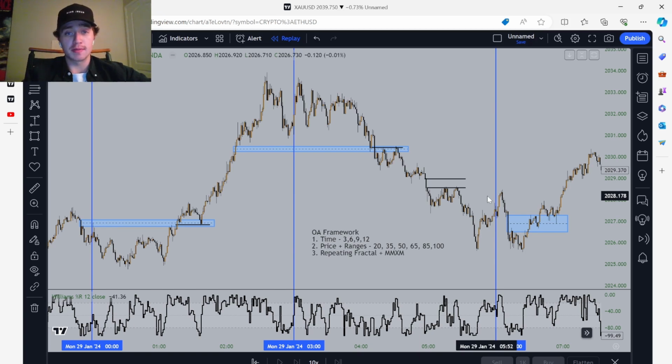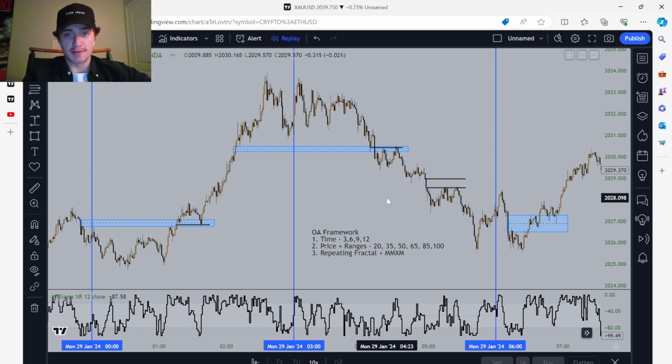I'm going to be going over the two key concepts you need to perfect your market maker model trading. What I'm going to be going over today is time and price, right? We know that in ICT concepts, time and price is very, very important, and I've seen a lot in the comments how I don't mention time or price as much as I should, and that is why I'm making this video.